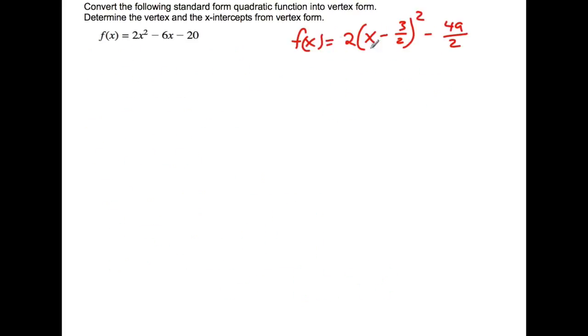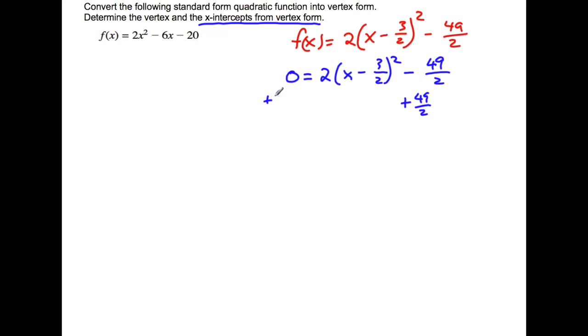Now I've copied down our vertex form, but we still need to find the x-intercepts from vertex form. So again, don't get bogged down by the fractions, try to follow along with the process. First, I have to set this side equal to 0. When y equals 0, that's where we have our x-intercepts. Now I'll add 49 over 2 to each side. Now I'm going to divide by 2 on both sides.